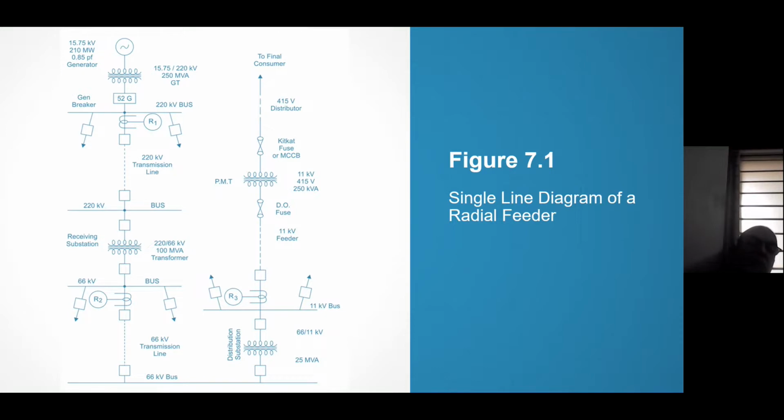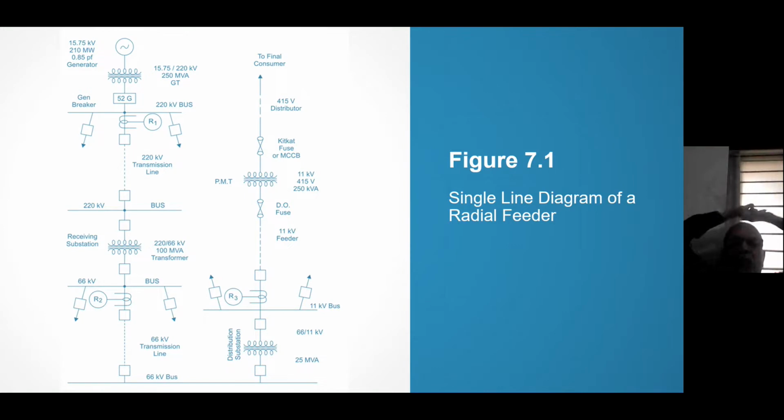So R2 will give backup to R3. And if there is a fault in the 66 kV line, then R1 will give backup to R2. If there is a fault in the 220 kV line, R1 will operate, and the generator transformer backup overcurrent relay will give backup to R1, right? Which is not shown here, because I am not talking about the transformer now. So this is all about transmission line protection for a very primitive feeder.